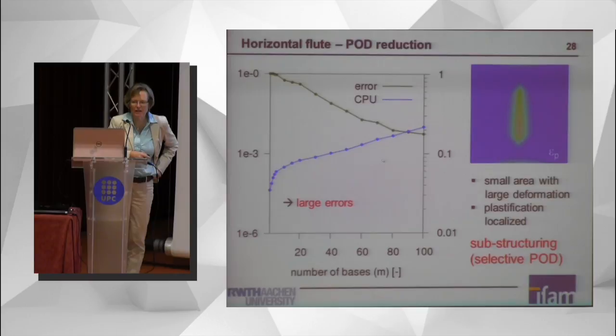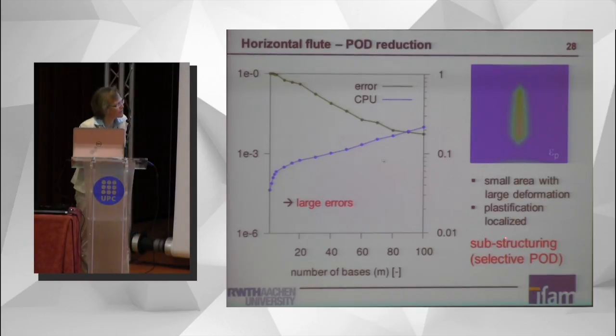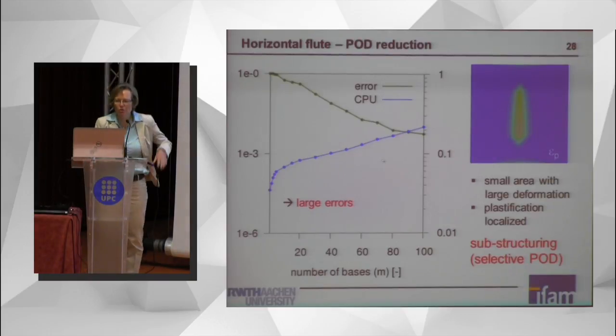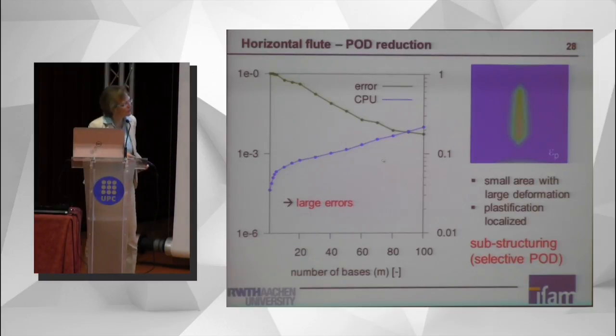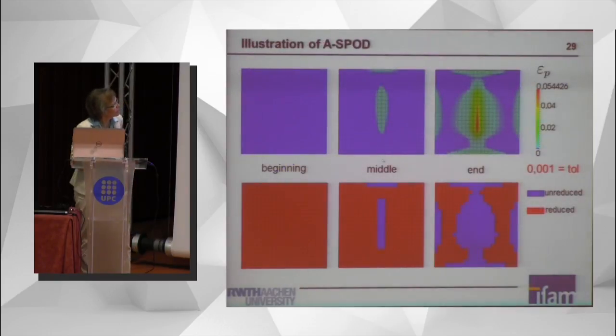So we came to the idea to apply here a method of substructuring and to apply model order reduction only in the elastic regions of the structure. Certainly plasticity is changing all the time, so this has to be done then adaptively. Actually, this works quite well. This is now the name of this method, adaptive selective POD.